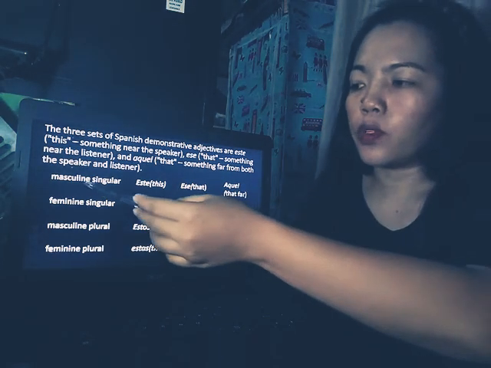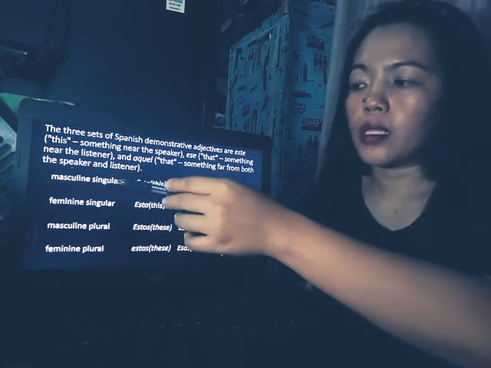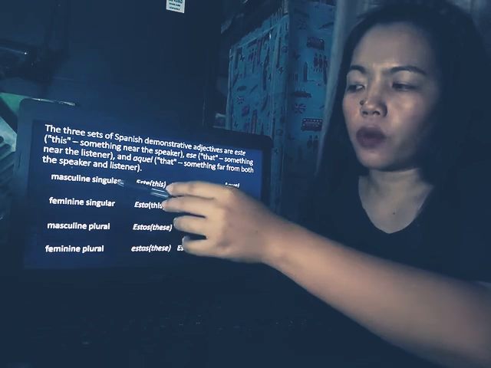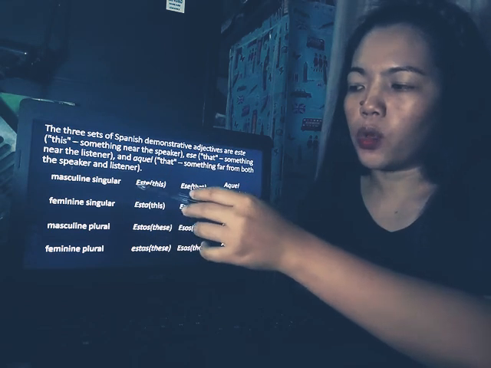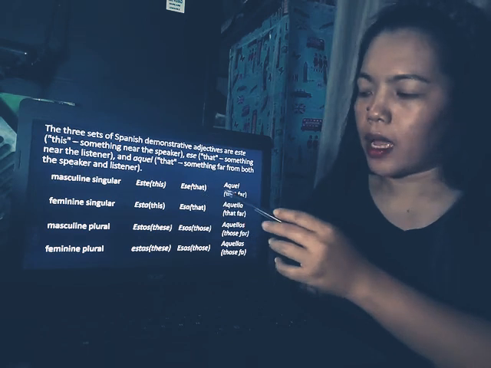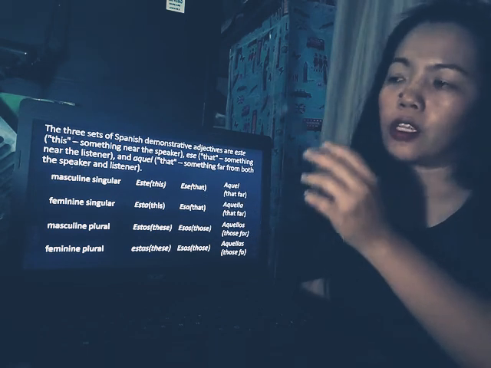Now let's move on to gender and number. For masculine in the singular form, so only one, use este for this, ese for that, and aquel for that which is far.